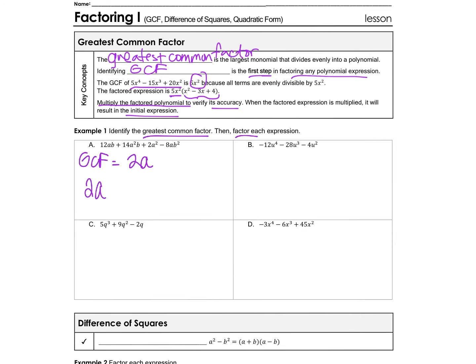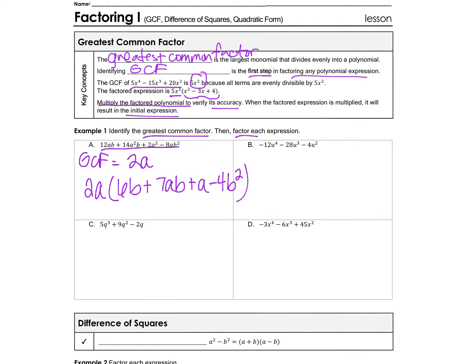You always put your 2A out in front and then you open parentheses. I'm dividing all of it by 2A. So 12AB divided by 2A would be 6B. And then 14A squared B divided by 2A would be 7AB. And then 2A squared divided by 2A would just leave you with an A. And negative 8AB squared divided by 2A would be negative 4B squared.